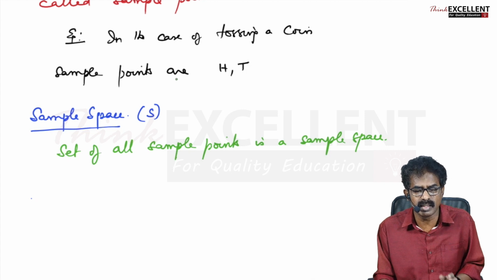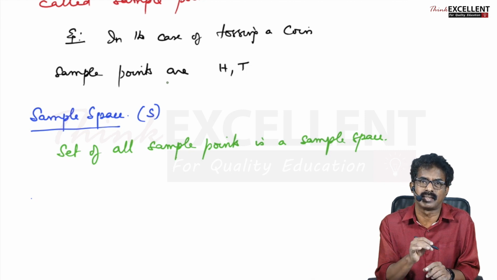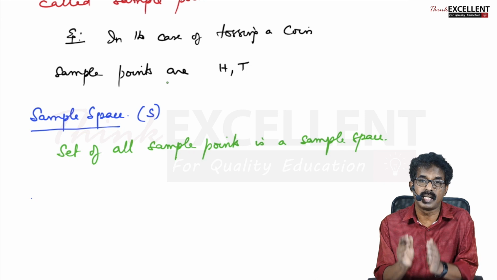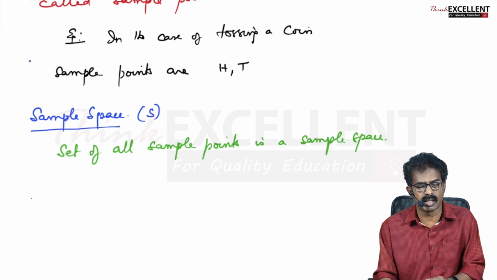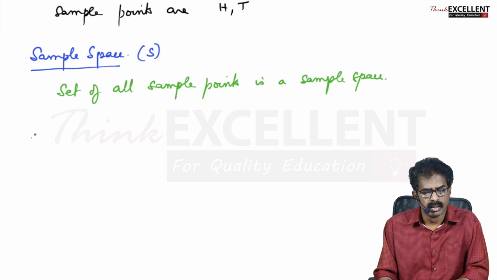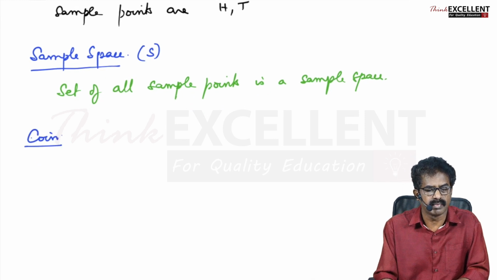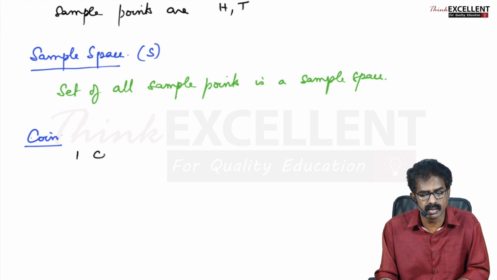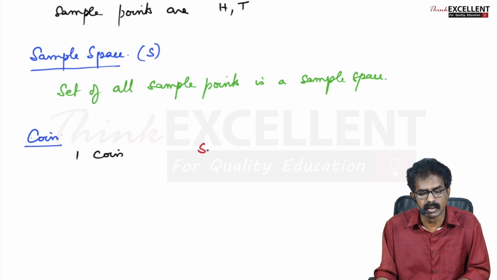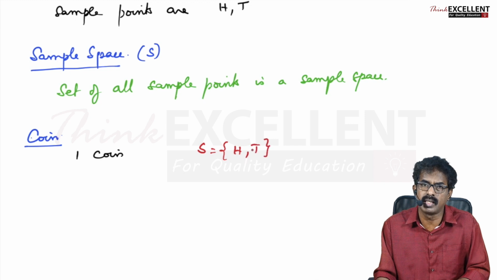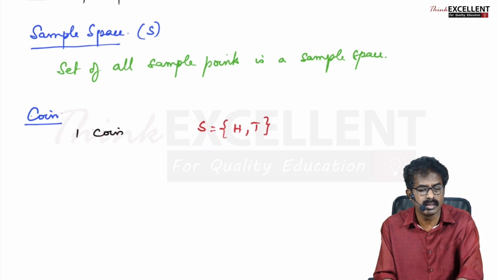Earlier I wrote H comma T. Now put a bracket, right? Set bracket. So a set of sample points is called what? Sample space. Here I'll give a lot of examples. In the case of coins, if you toss one coin, what is the sample space, you know? The sample space is {H, T}. You toss only one coin, you are going to get either head or tail.